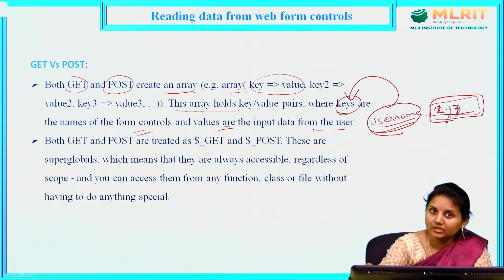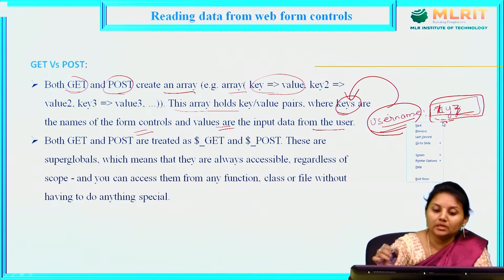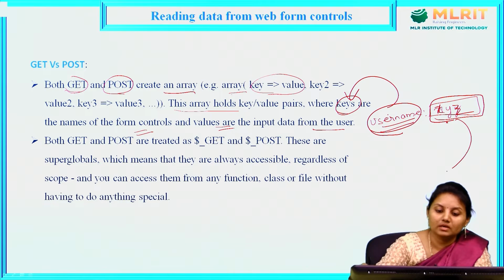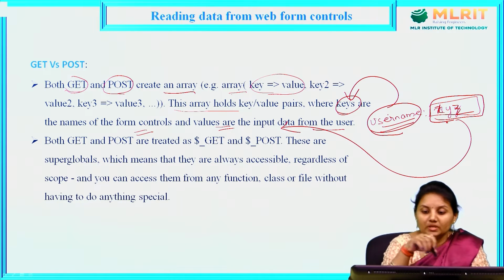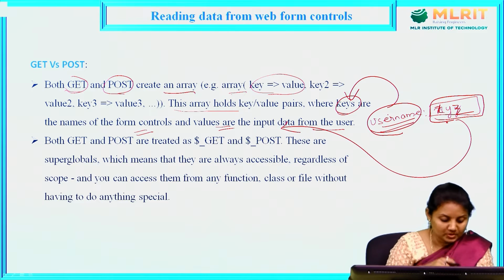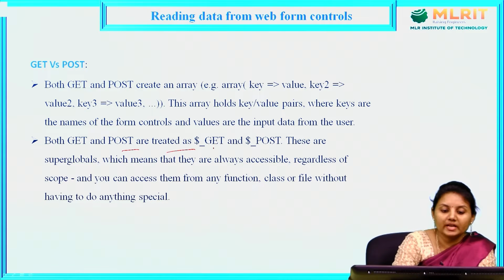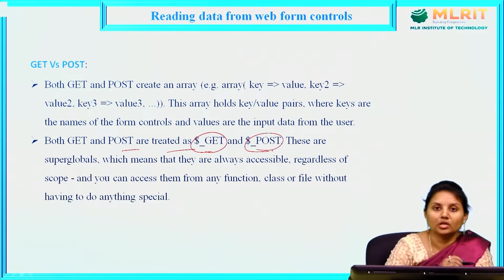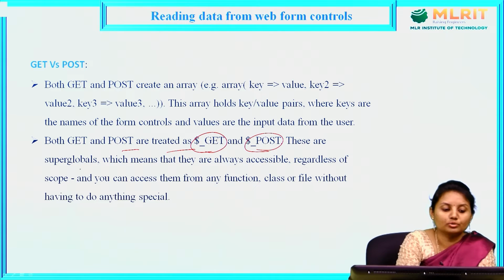Whatever the value you are giving, in this case XYZ, this we are giving as what? The output. Okay, it is going as a value. So both get and post are treated as $_GET and $_POST. These are super globals, which means that they are always accessible.